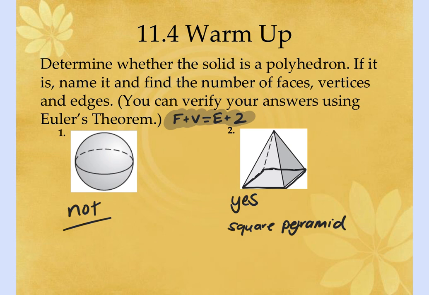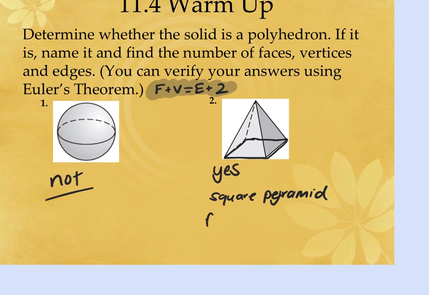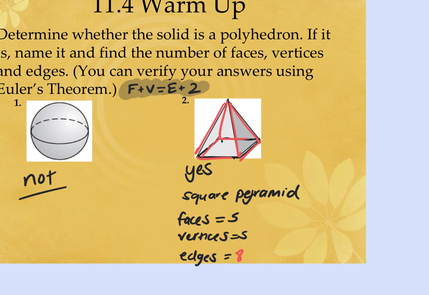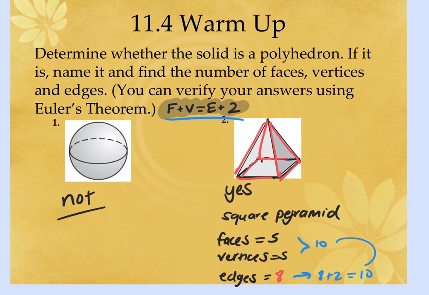Now we have to count, right? It said to count the number of faces. 5, good. The number of vertices: 1, 2, 3, 4, 5, also 5. The edges: 1, 2, 3, 4, 5, 6, 7, 8. And we would verify that F plus V equals edges plus 2. So that's how you make sure you did it right.